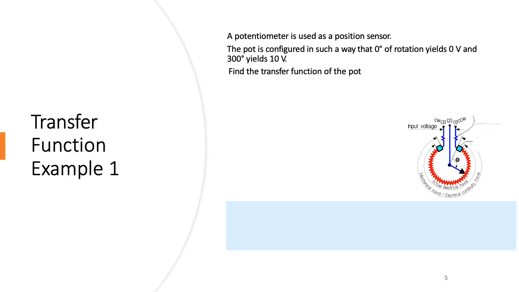In this example, a potentiometer is used as a position sensor. This is an example of a component of a control system, not the entire system. In this case, it is the transfer function of a sensor. The pot is configured in such a way that 0 degrees of rotation yields 0 volts, and 300 degrees yields 10 volts. Find the transfer function of the pot. The solution is as follows.